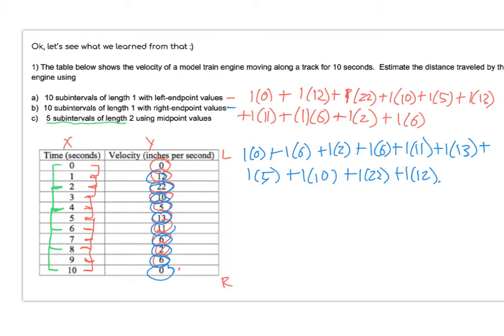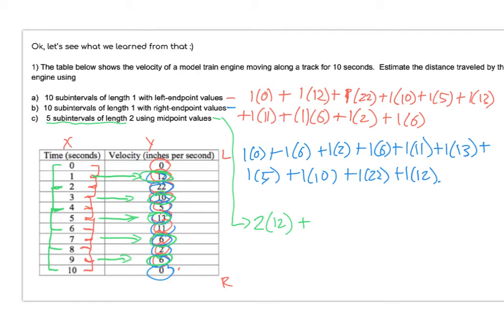For the midpoint values, we use the middle of those intervals as our heights. So at each of these odd numbers, because those are the middles of all of the intervals, we can see that we have heights that match up with them. So for my first interval from 0 to 2, that's a width of 2 and a height of 12.